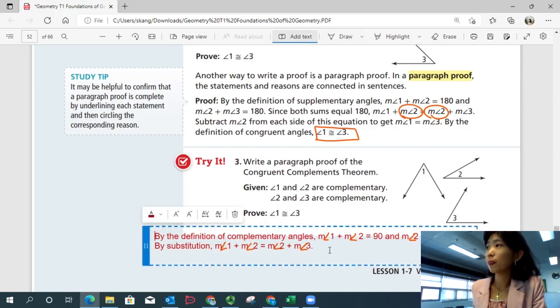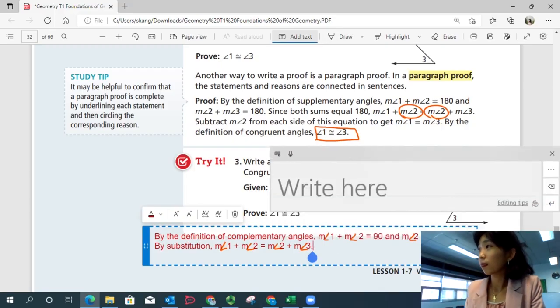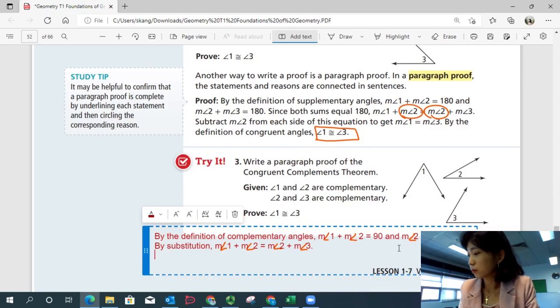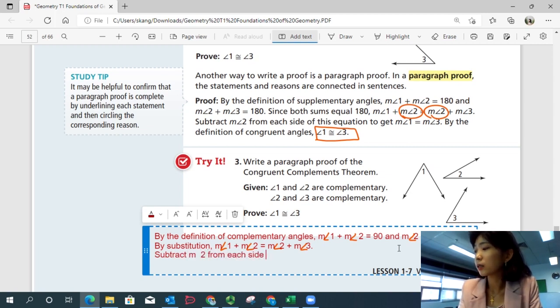Okay? And then what? And then you can subtract both sides by the same term, the measure of angle 2. Subtract measure of angle 2 from each side to get what? Measure of angle 1 is equal to measure of angle 3.